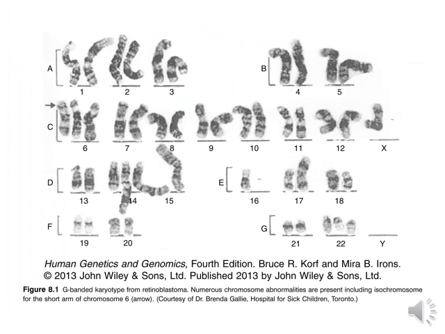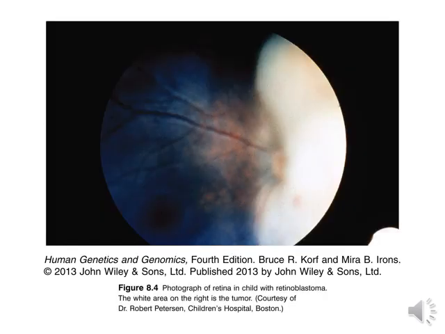This is a G-banded karyotype from an individual that has retinoblastoma. You can see in this karyotype there are numerous chromosomal abnormalities, including an isochromosome for the short arm of chromosome number 6, of which you can see the arrow. This slide is showing you a photograph of a retina of a child with a retinoblastoma. The white area on the right is the tumor.